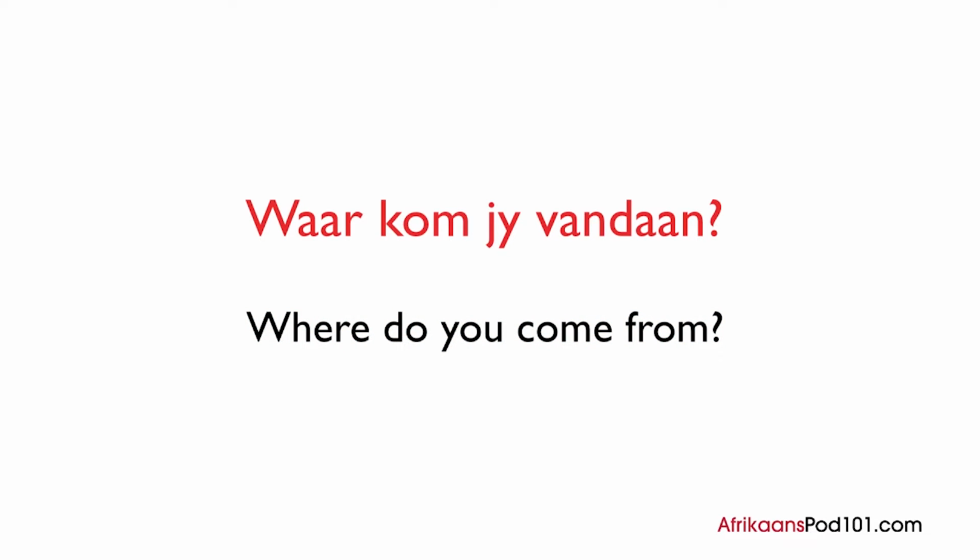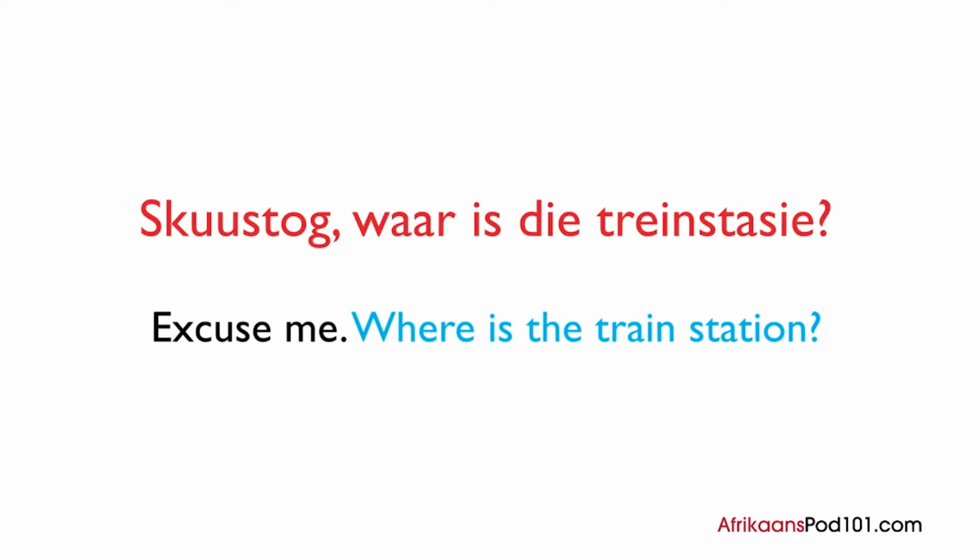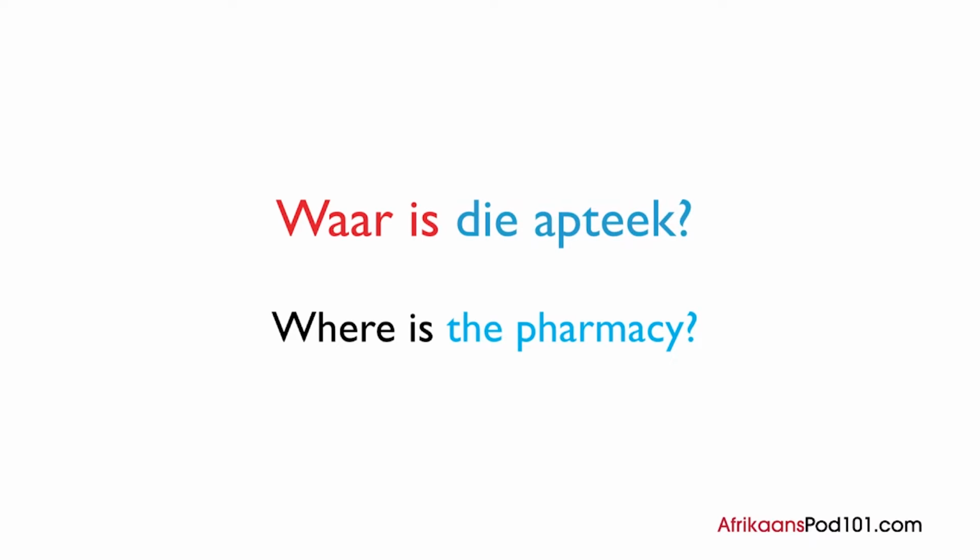How about if you are lost somewhere in South Africa and you want to know where the train is? To ask a stranger, simply stop them by saying, "Skus toch?" Then ask, waar is die treinstasie? This means, excuse me, where is the train station? Skus toch? Waar is die treinstasie? Of course, you can substitute die treinstasie with any other place, such as the pharmacy, die apteek. The sentence structure wouldn't change at all. Waar is die apteek? And it's as simple as that.